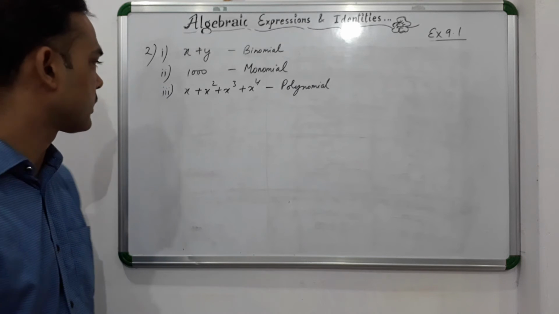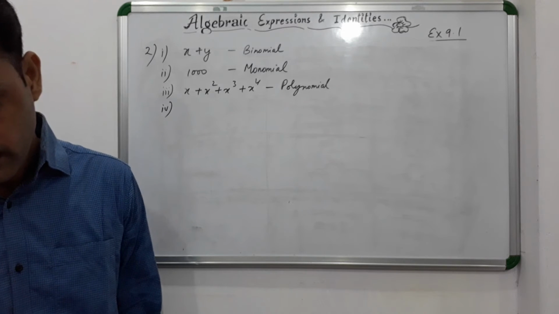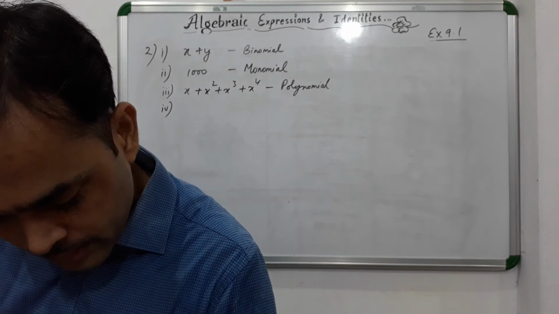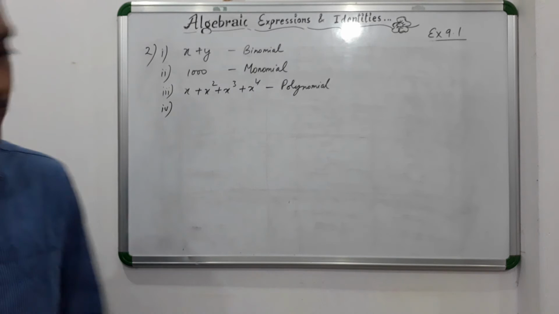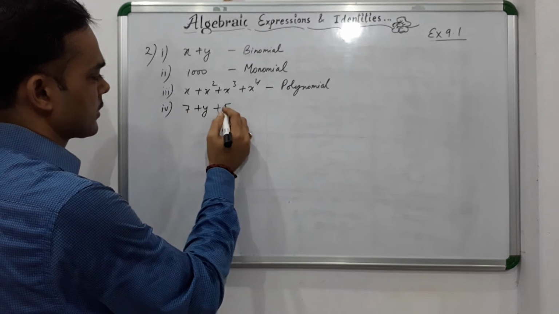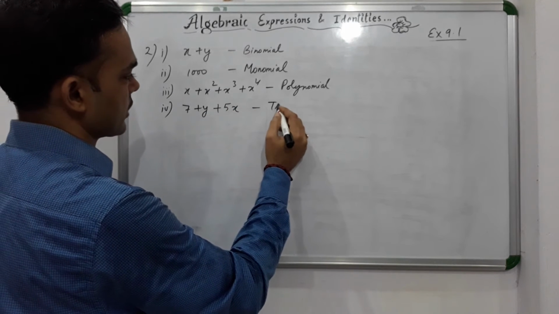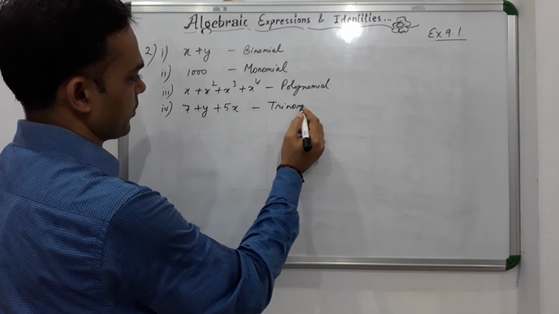Now, after the third part, let's do the fourth part. In the fourth part, it is 7 plus y plus 5x. So here there are three unlike terms, that is why it is trinomial.